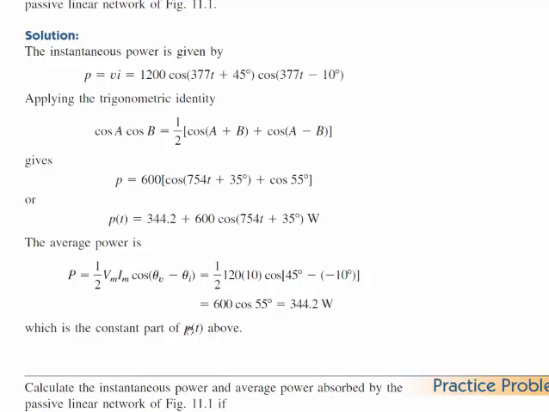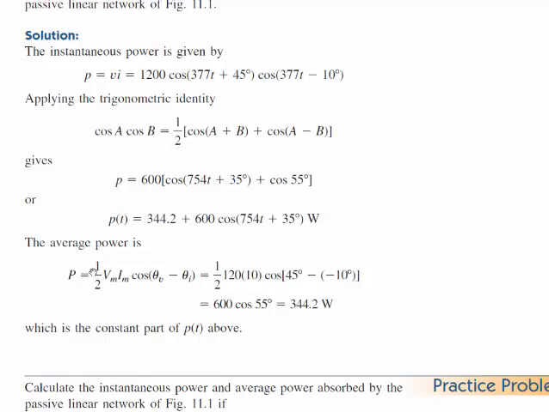I can apply their formula, the trig formula that we can derive, and say that the average power is 1/2 voltage max current max times the cosine of the angular difference between the two signals. If I do that math, multiply it out with the formula, I get this answer, which is exactly the 344.2 watts, which is the DC part of this equation right here. So it does check.